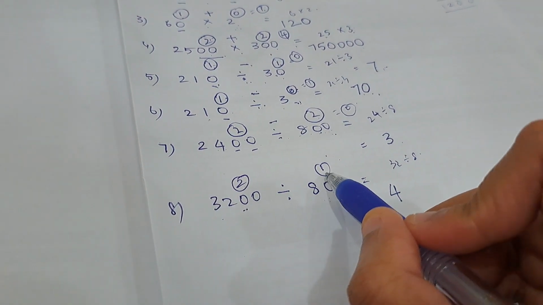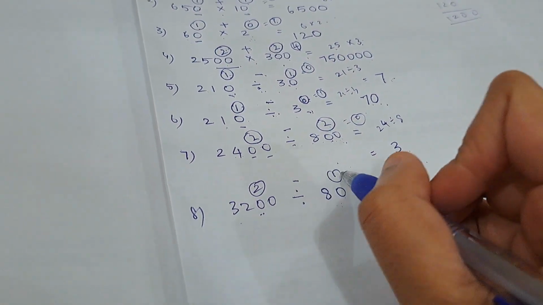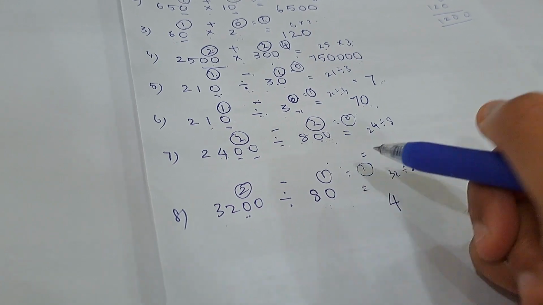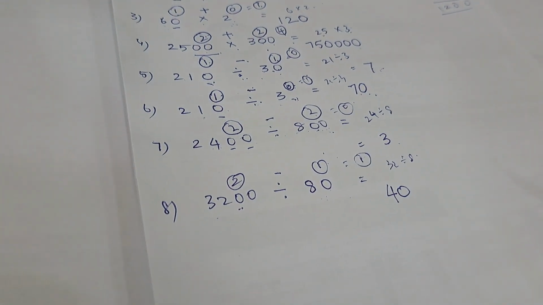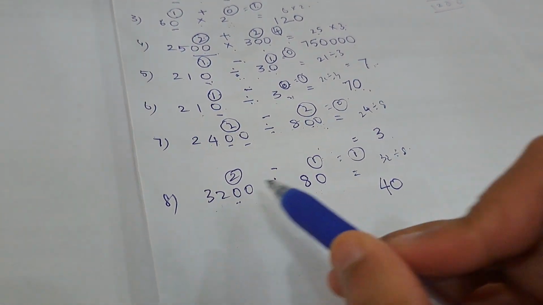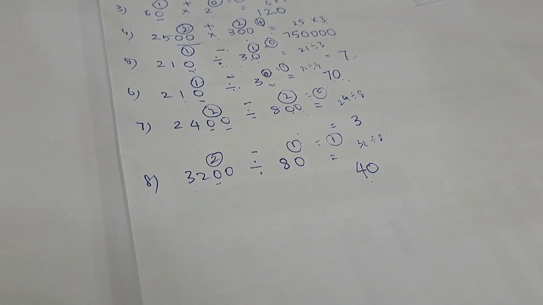Now it's time to deal with the zeros. 2 and 1. For division, we have to subtract the number of zeros. So 2 minus 1 makes 1. So I have to write 1 zero behind my answer. So 3200 divided by 80 is 40.